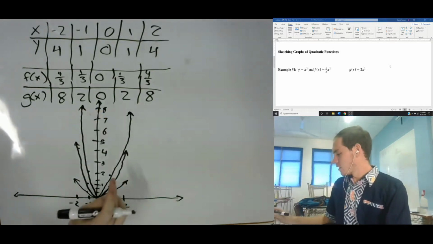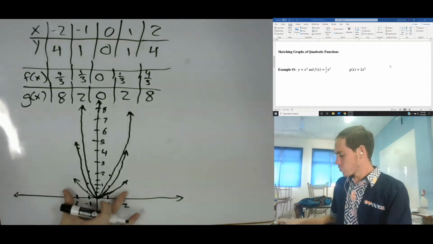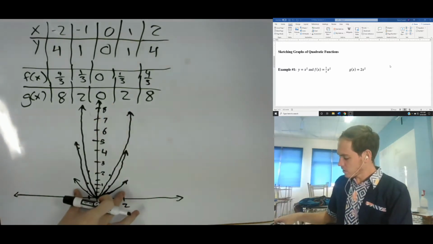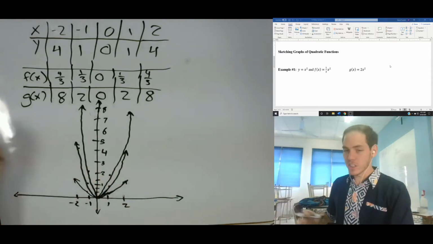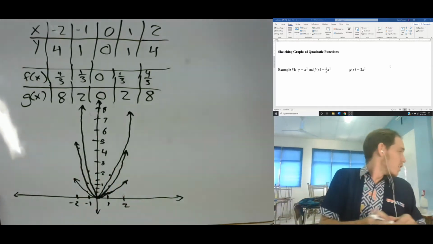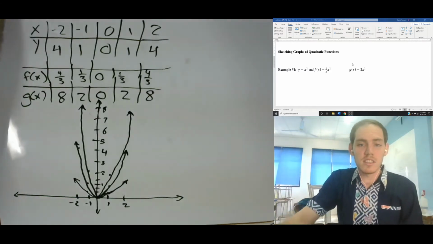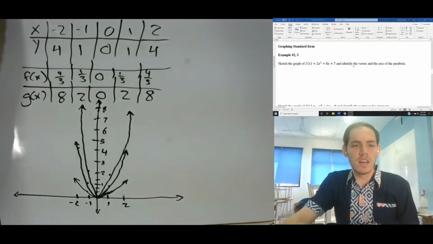Okay. So if you notice, vertical stretch right there, vertical shrink right here, and our parent function. So that is going to be how to graph the quadratic. Okay, pretty simple.